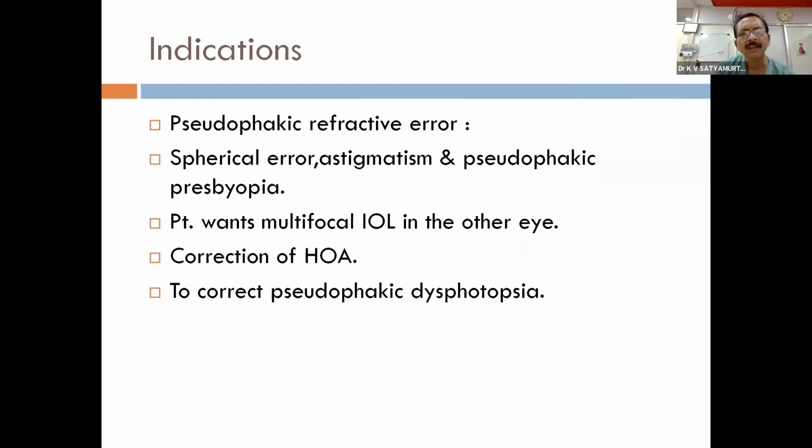The indications are post-op refractive surprise. That is the topic of discussion today. It may be in the form of spherical error or astigmatism, or sometimes pseudophakic presbyopia. Many patients want multifocality, so you can use a multifocal IOL and place it over the existing one. The prerequisite is that the original lens should be within the bag, so the sulcus should be free. And then you can also correct higher-order, especially spherical, aberration. You can put an aspheric lens, and then you can correct dysphotopsia also.